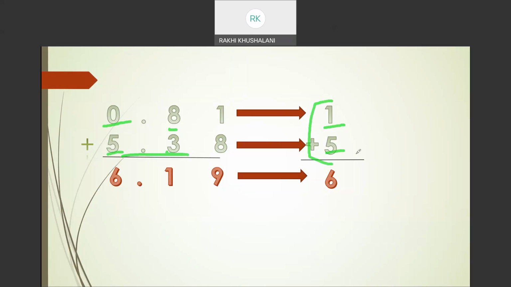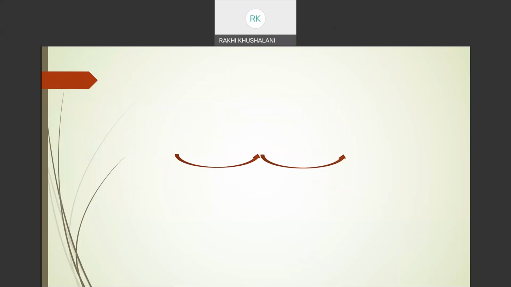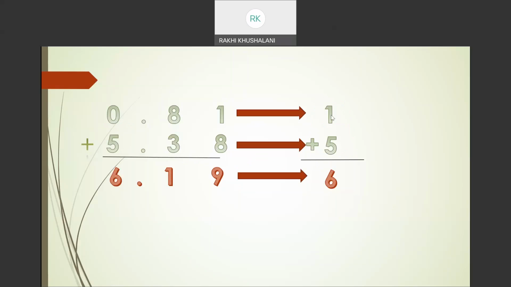Then you do the arithmetic operation of addition to it. Subtraction भी बोल सकते हैं, multiplication भी बोल सकते हैं. So you have to follow it accordingly. But rounding off has to be done in this way. Okay, so as I said, 0.81 becomes 1. Now, sorry, 5.38, it remains as 5 because this 3 is not greater than or equal to 5.